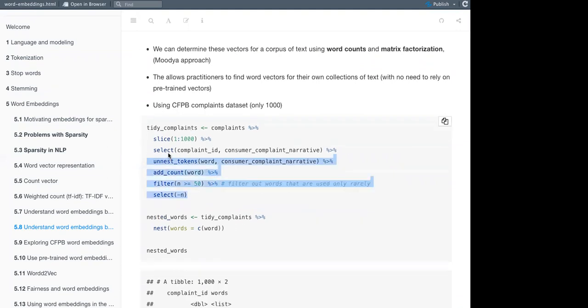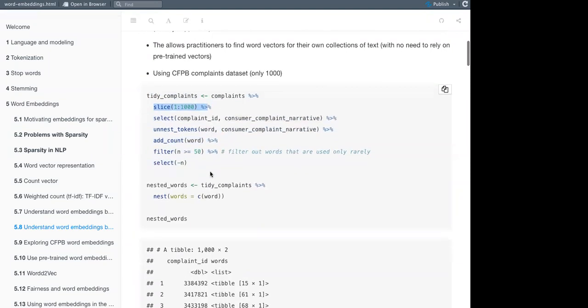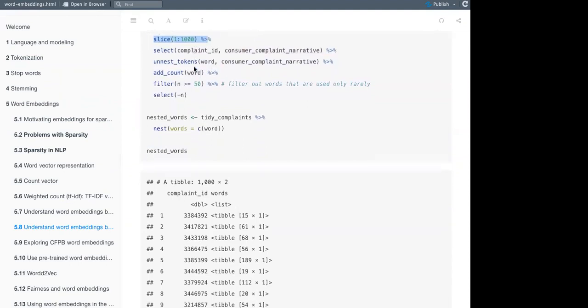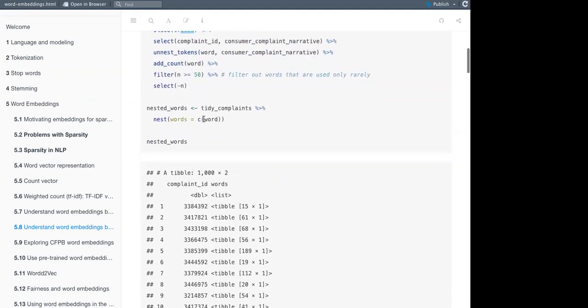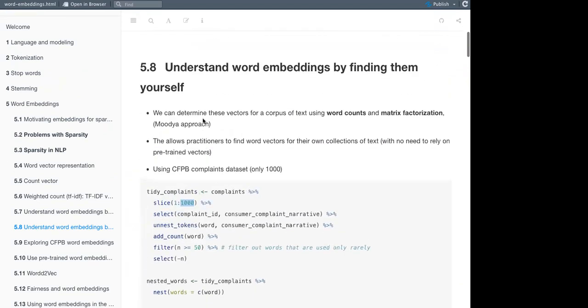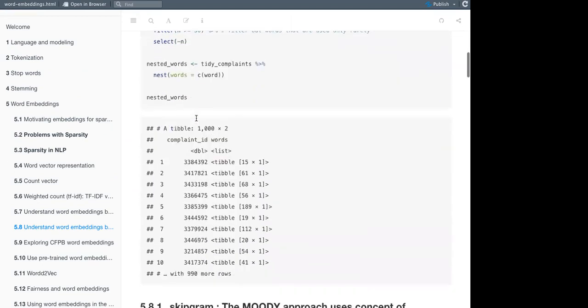So we're going to use this dataset, which is complaints, but I removed the merge part of the dataset because it takes too much time for me to run. So I just take 1,000 lines, 1,000 complaints. This is the dataset that we will use to create our own embeddings, right?